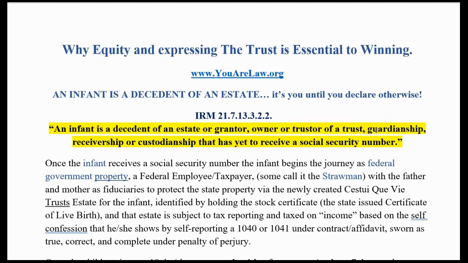21.7.13.3.2.2, an infant is a decedent of an estate or grantor. Oh wait, you thought that was a baby. Owner or truster of a trust, guardianship, receivership, or custodianship that has yet to receive a Social Security number. Now let me ask you folks, is it your estate that has a Social Security number or do you have one? But regardless, the infant is the estate. That's what this is more or less saying.